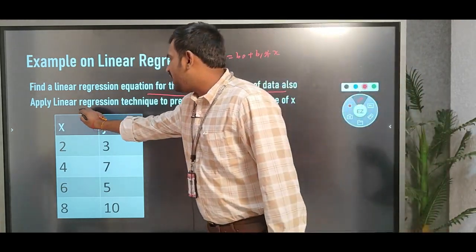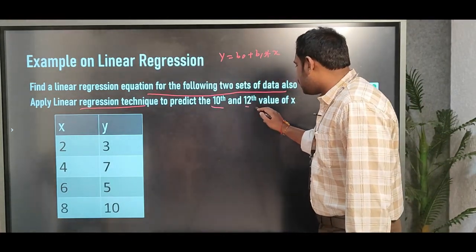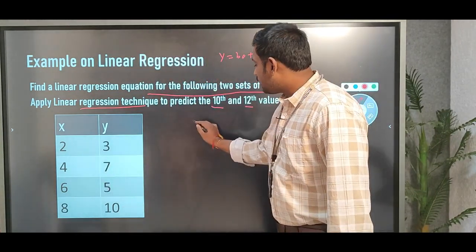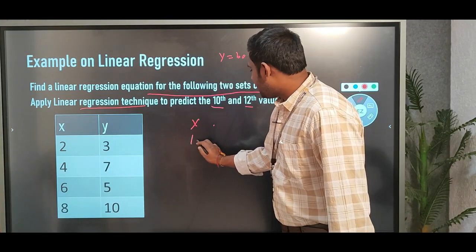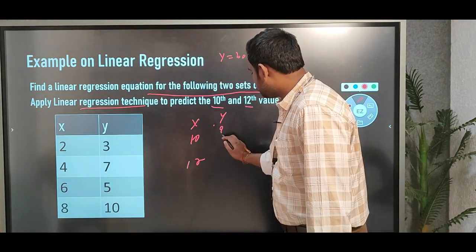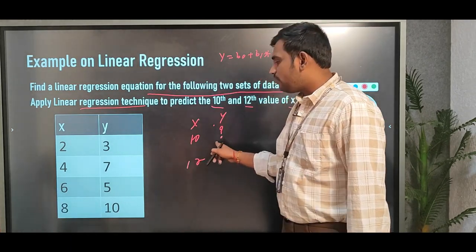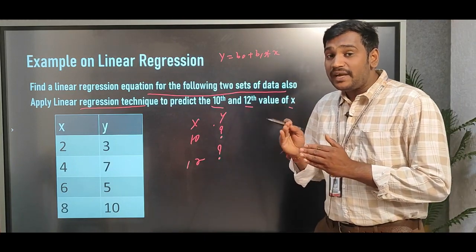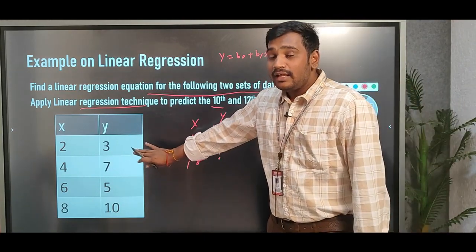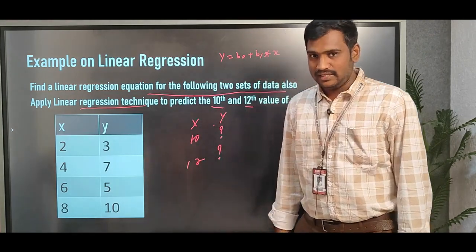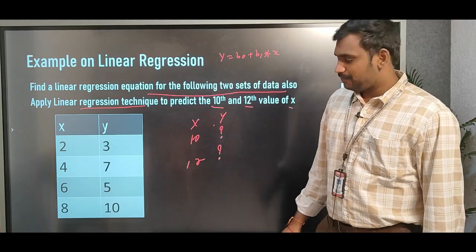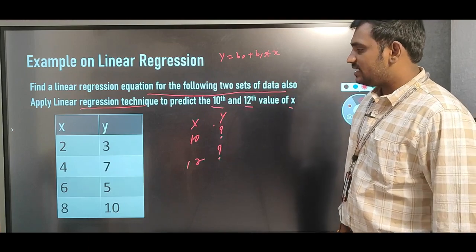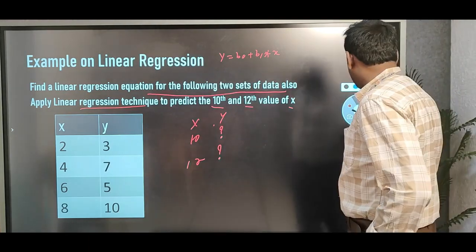Along with that, apply the linear regression technique to predict the 10th and 12th values of x. Here only 2, 4, 6, 8 are given, so you have to find the y value for x value 10 and 12. In data science, linear regression is used to predict future values by using existing values. So let us see how I will find it. This is the given data: x is 2, 4, 6, 8 and y is 3, 7, 5 and 10.